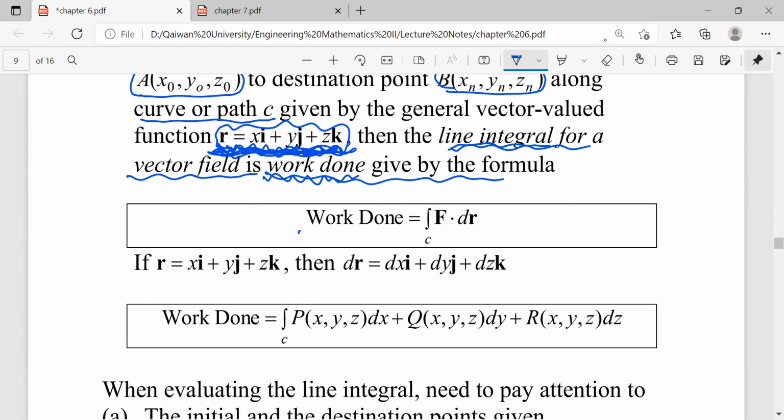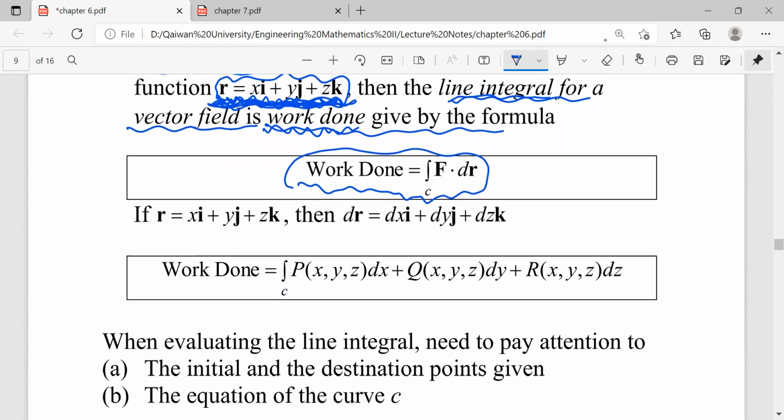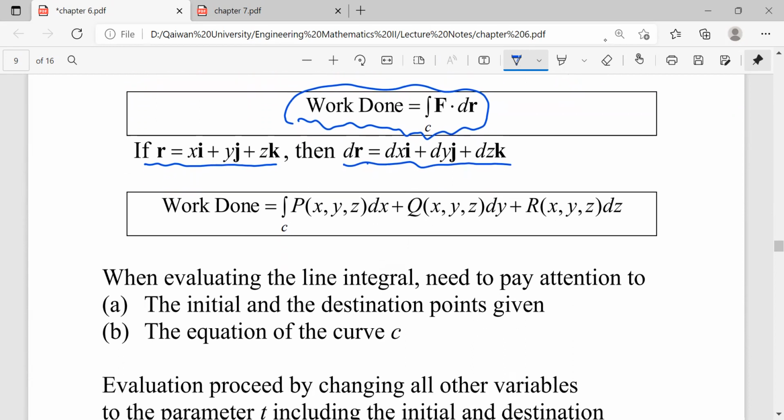Here, work done is the integral of F dot dr over the curve C. Here, R is this parametric equation, and dr here is dx i plus dy j plus dz k. And work done is P of xyz dx plus Q of xyz dy plus R of xyz dz. It's the same rule as previously.